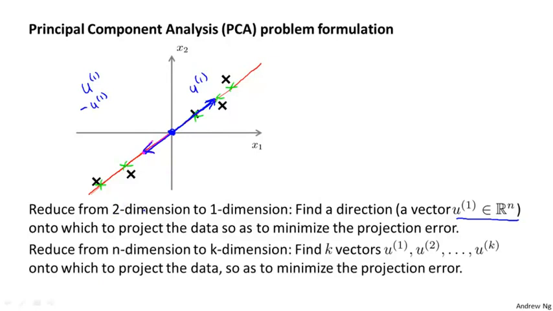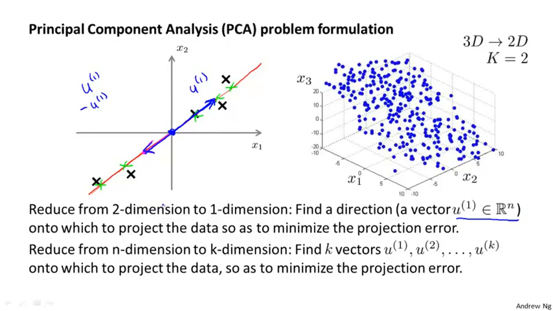In the more general case, we have n-dimensional data and we want to reduce it to k dimensions. In that case, we want to find not just a single vector onto which to project the data, but we want to find k dimensions onto which to project the data so as to minimize this projection error. So here's an example. If I have a 3D point cloud like this, then maybe what I want to do is find a pair of vectors, and I'm going to call these vectors, let's draw these in red.